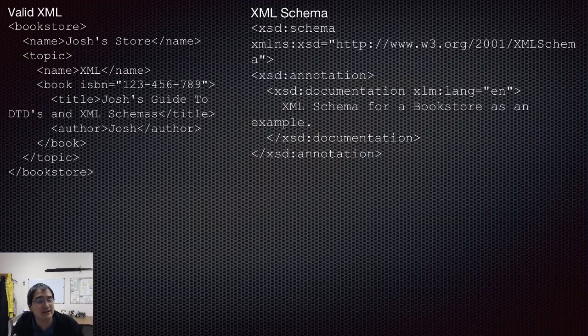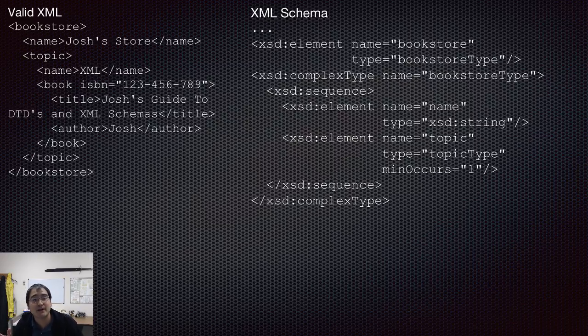And then we actually get into the schema itself. So we start by saying, hey, we have to have an element called bookstore. And what is the type of bookstore? Well, it's not any easy type like integer or byte string. It is of type bookstore type, which we'll define very quickly.